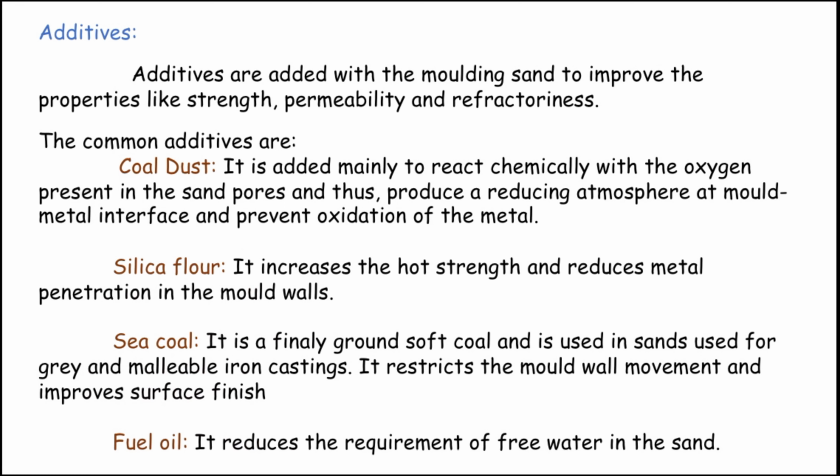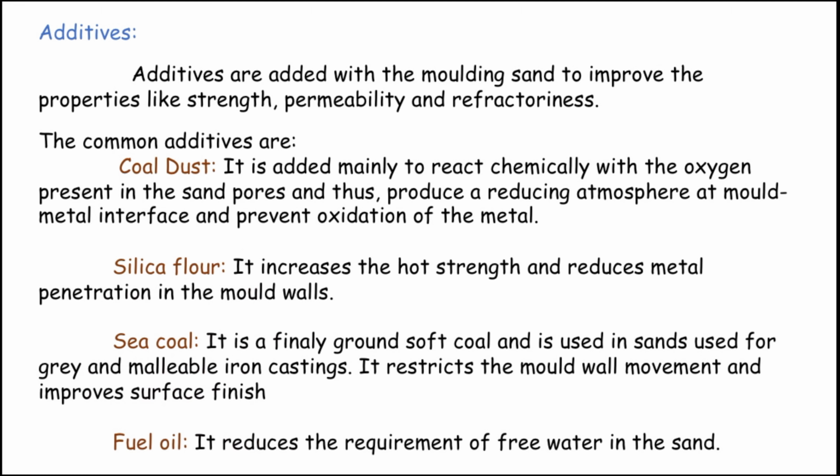Coal dust. It is added mainly to react chemically with the oxygen present in the sand pores and thus produce a reducing atmosphere at the molten metal interface and prevent oxidation of the metal. Due to the oxidation of metal, the metal will corrode easily. So to avoid this, we are using coal dust. Silica flour. It increases the hot strength and reduces metal penetration into the mold walls. Due to the penetration, it becomes a weak casting. So to avoid this, we are using silica flour.